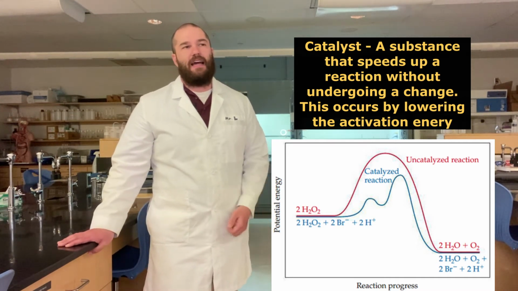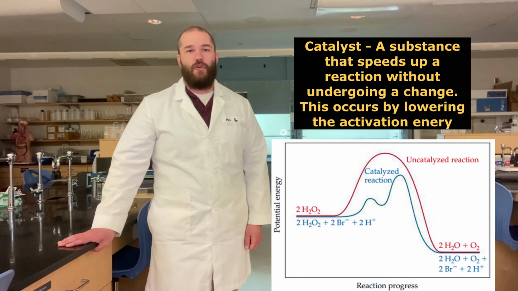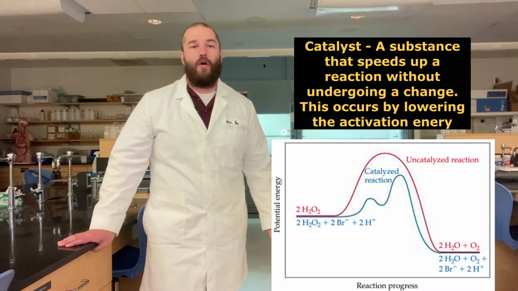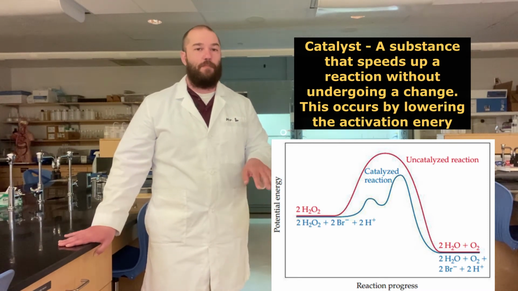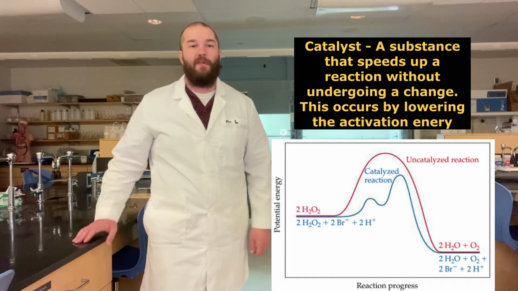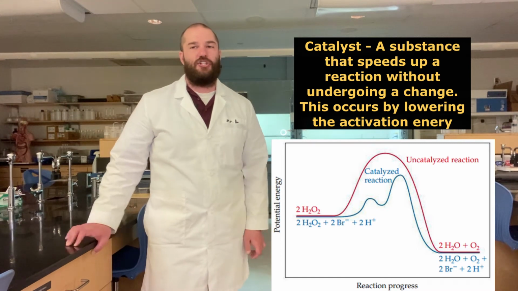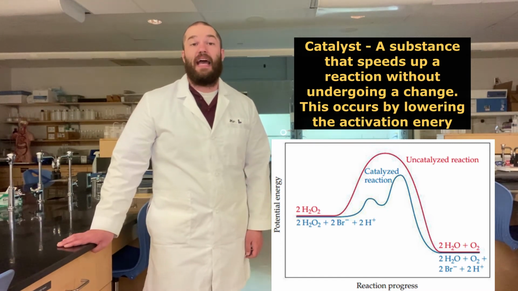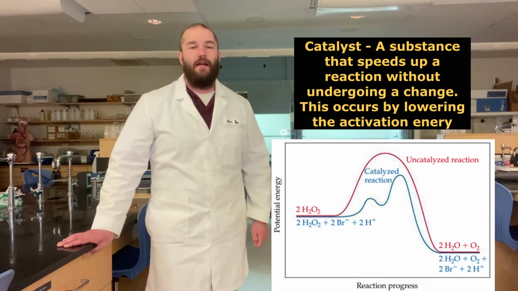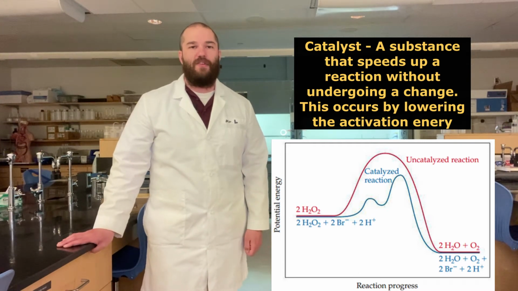So if we have something like hydrogen peroxide, H2O2, and this is going to degrade to form water and release oxygen gas, the bubbles. So if you get a cut and you can see the bubbling on your skin when you pour that compound on there, it's releasing oxygen gas. Well, we can use a catalyst to cause this to go faster.